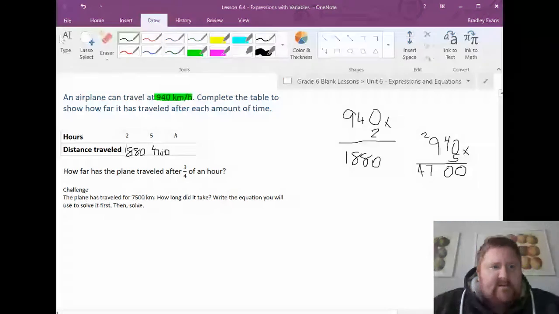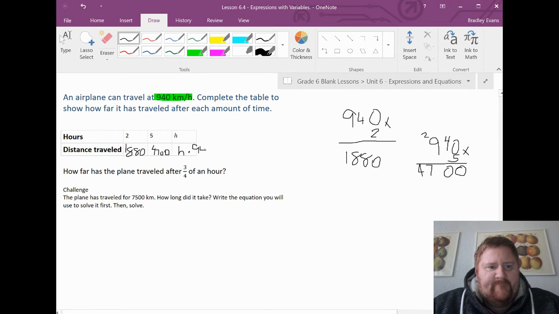So the distance traveled is always going to be the hours multiplied by 940. Or a better way to write our expression is going to be 940h.